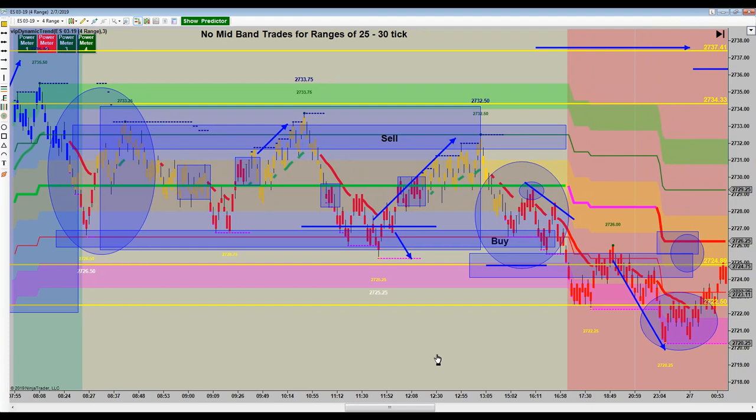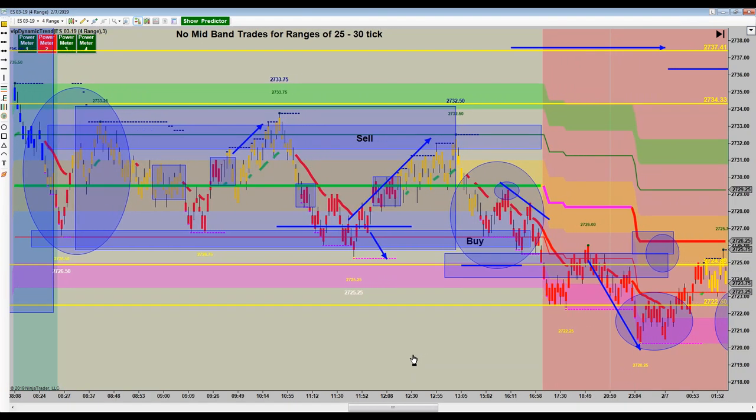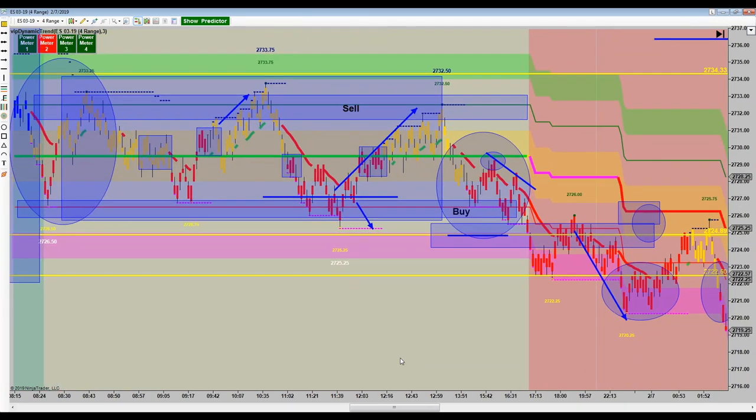Okay, we're coming up, coming up, coming up. And it just caught the bottom of it right here. See it? See our target? And see where it went?